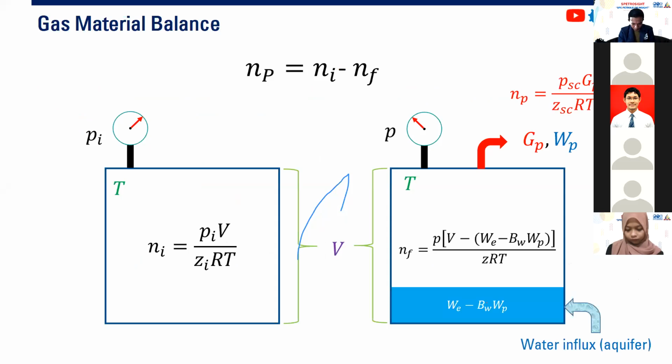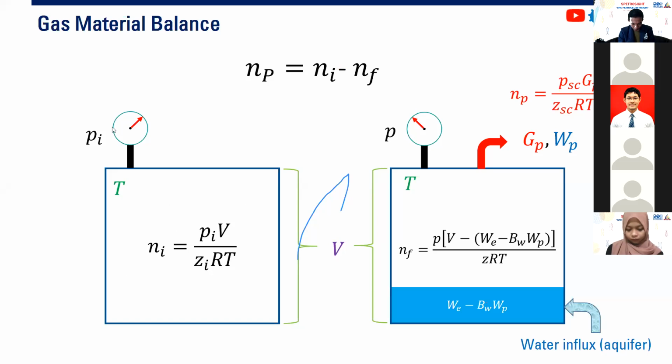We start with a tank here. We imagine our reservoir as a tank. The initial moles is easy. We calculate it as PV divided by ZRT. It's taken from the ideal gas law. Hopefully you can remember that. So this is the initial moles of gas in the reservoir.